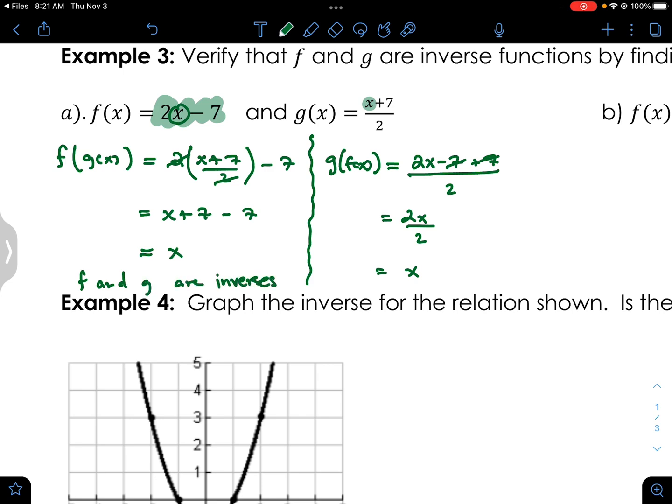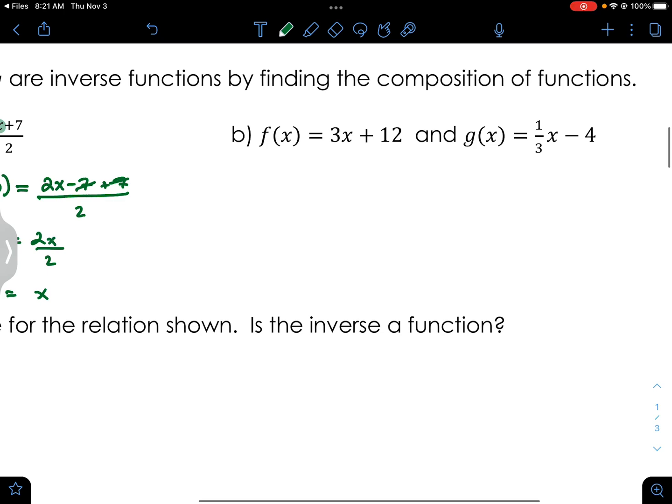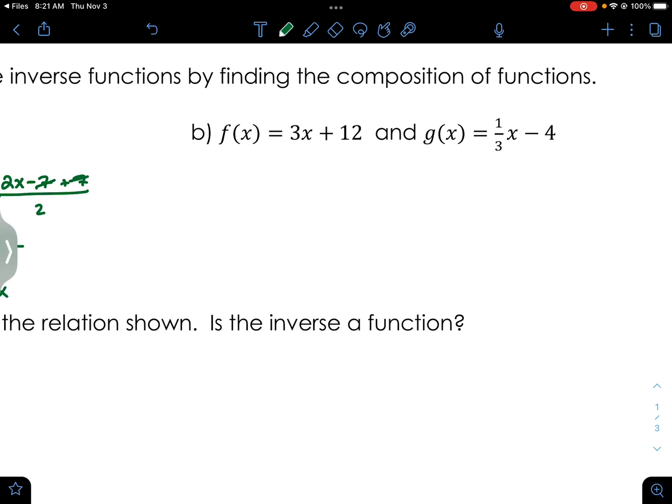If we got something besides x for either one of those, then we would say that they are not inverses of each other. So let's take a look at this one. Again, we would need to check f of g of x. That would be 3 times 1/3 x minus 4 plus 12. If we distribute that, we'd have x minus 12 plus 12. Those cancel, you're left with x.